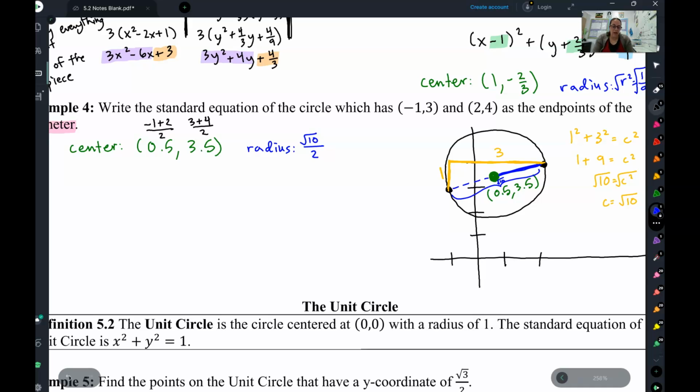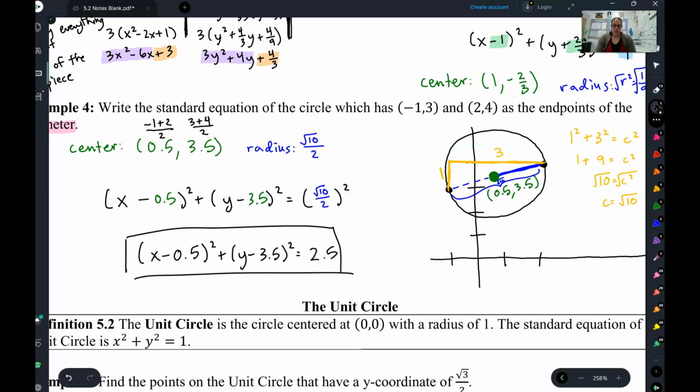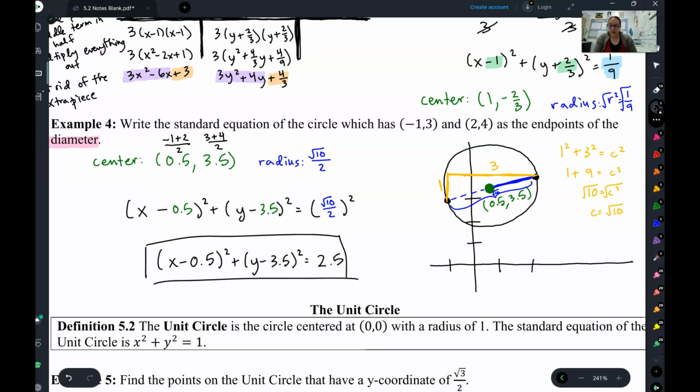Now I have a center and I have a radius, which means I can put together an equation. So I have (x - h)², (y - k)², and r². If I simplify this, I get that. And you can plug that into your calculator, and it should give you 2.5, 5 halves. So that is the equation for this circle. That is all for example 4.